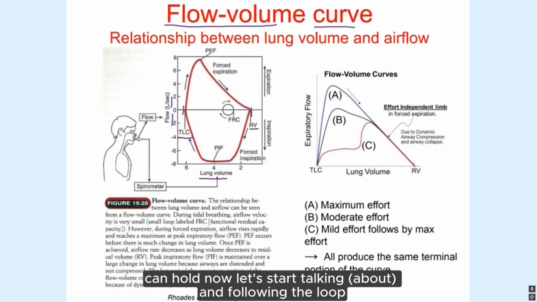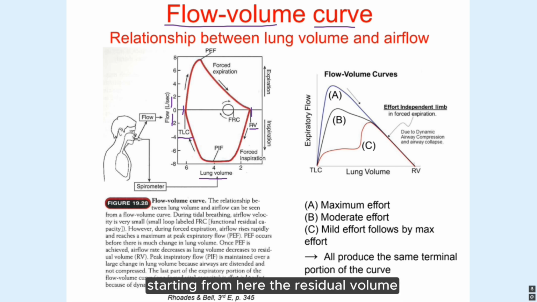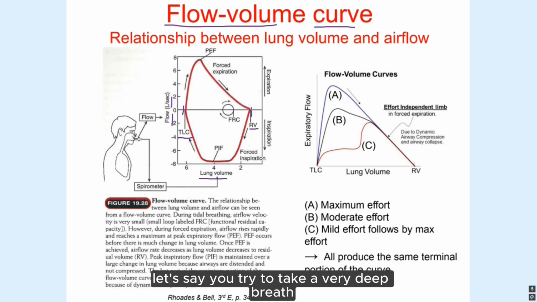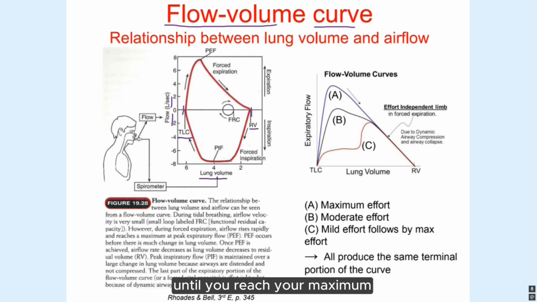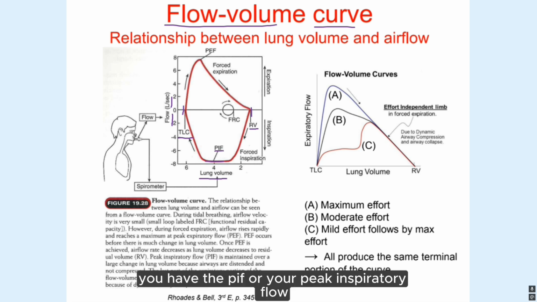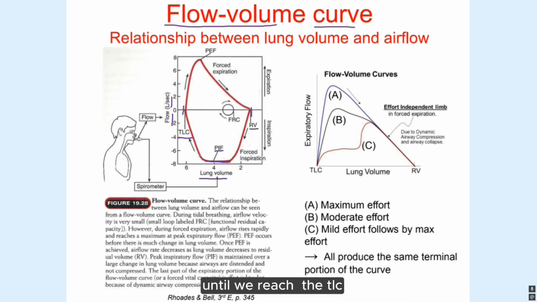Now, let's start following the loop. Starting from here, the residual volume. Let's say you try to take a very deep breath until you reach your maximum. You can see that at this point, your maximum, you have the PIF or your peak inspiratory flow. That's the maximum inspiratory flow you can generate. You can see that we're maintaining this maximum until we reach the TLC, which is the maximum amount of air that your lungs can hold.